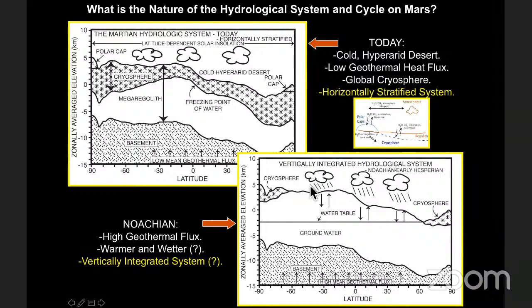The atmospheric and geological characteristics, valley networks, fluvial systems, lacustrine systems, et cetera, all suggest that in fact it's warmer and wetter. And the prevailing hypothesis is that Mars is in fact characterized by a vertically integrated hydrological system. That is to say, much like we see on the Earth, we have rainfall, we have infiltration, and the rainfall often exceeds the capacity of infiltration. And so we get runoff, fluvial networks, valleys, lakes, et cetera. So this is the perceived Noachian hydrological system. It's vertically integrated in contrast to today, horizontally stratified.